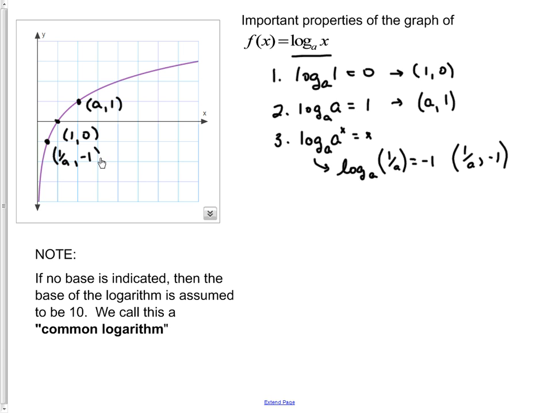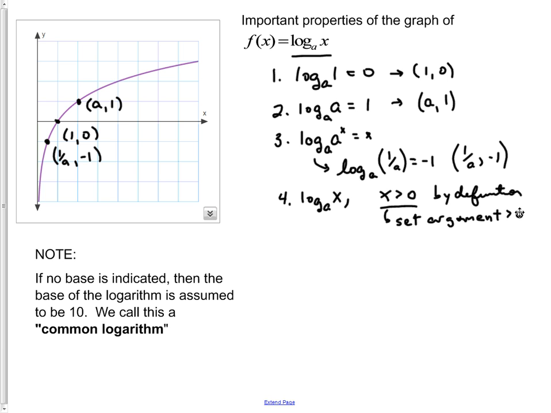Okay, now, a couple other properties about the graphs that are always true that we should be able to take advantage of. For example, whenever we take a logarithm base a of x, x must be greater than 0 by definition. In other words, whatever the argument is, we set the argument greater than 0. Now we'll see that's important later when we start talking about shifts and translations, but our argument must always be positive. You can only take the logarithm of a positive number.